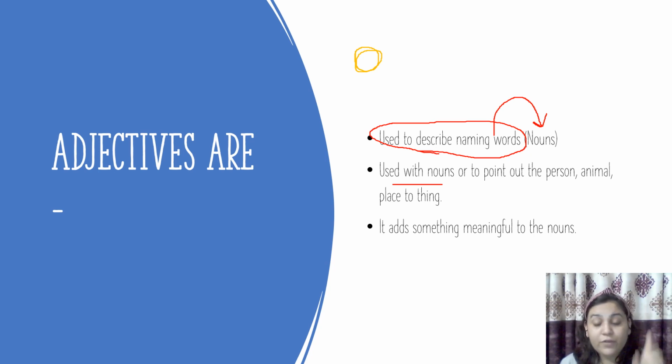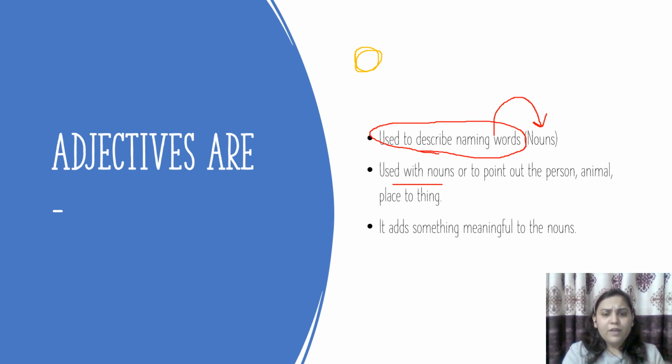So again, we will go back and refer to the things we have done in case of pronouns. This is an example of that ball is yellow. That is a demonstrative adjective because it is used just before a noun. Next, it adds something meaningful to the noun.